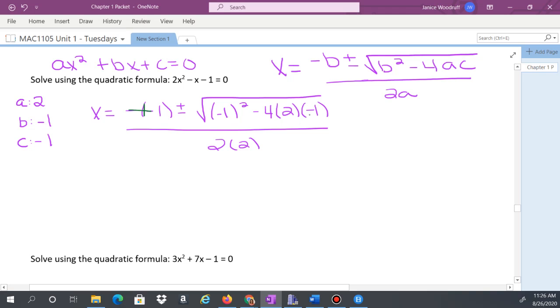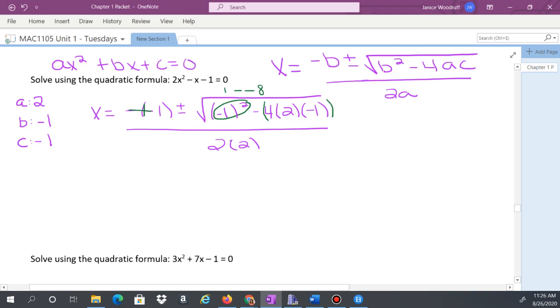I'm just going to work underneath the radical. So order of operations, do the exponent first. Negative 1 squared is going to be positive 1. And then this, you can do this two ways. People always ask this, is it a negative 4 or is it minus 4? It's both. You could do negative 4 times 2 times negative 1. That's fine. Or you could do minus, which is what I like to do, 4 times 2 times negative 1. Okay, so 4 times 2 is 8, times negative 1 is negative 8.